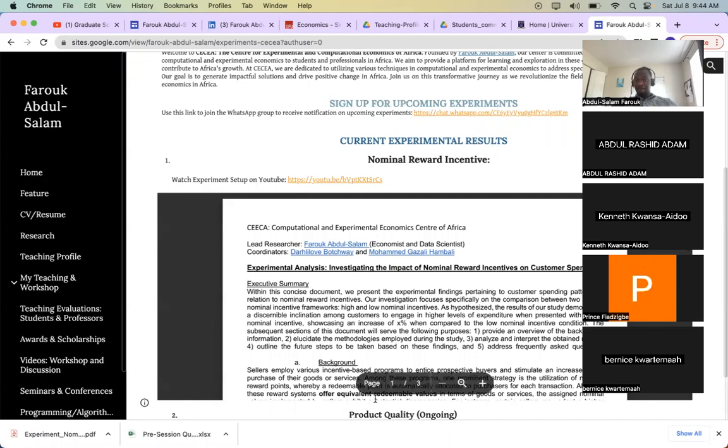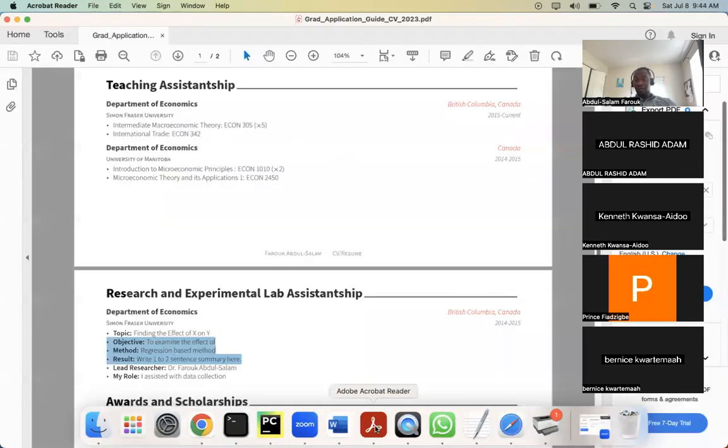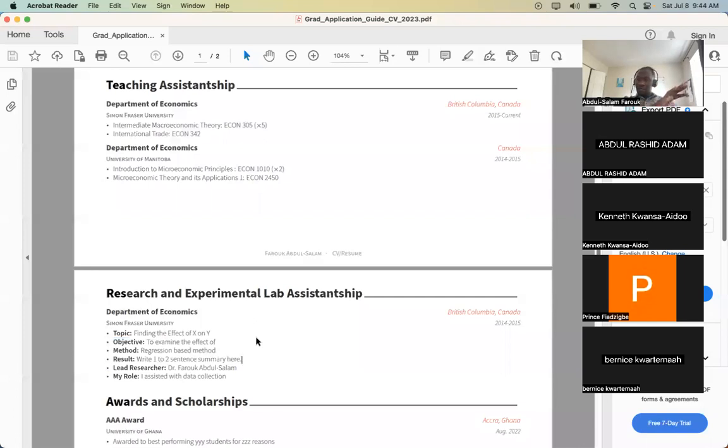So this is how that aspect of your CV can come in to help. If you happen to be a teaching assistant, put it here. But if you happen to be a research assistant where it wasn't your primary role, but you assisted with something, you can put it under the research and experimental lab assistantship. You just have to make sure that you let them know what your role was. You're not the lead researcher, you're just basically trying to collect the data, coordinate the experiment, run the lab. So that's how to go about it, and that would be the research and experimental lab assistantship side. If you have any question on that, please let me know before I move on to the next one.